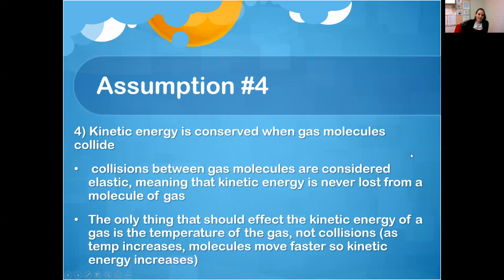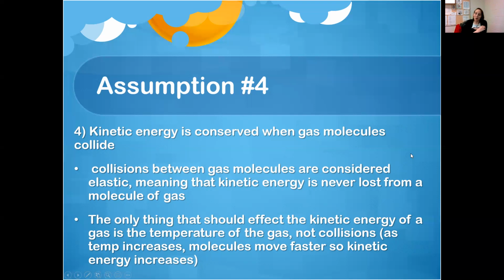Another way of saying that is that we're assuming that the collisions between gas molecules are elastic. So they essentially just bounce off each other without losing any of their speed, which would be related to their kinetic energy. Normally, if you think of two cars colliding, they would collide and then slow down. But with gas molecules, we're assuming it's completely elastic. They just bounce off each other, go off in different directions without losing any of their speed.